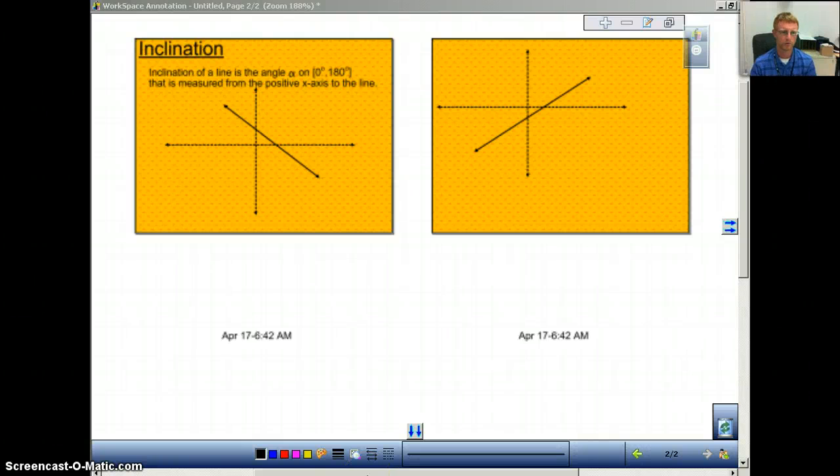All right, so this is the second part of 8.1. We're going to talk about inclination. Inclination is a new concept for you guys, but it's actually really easy. It says the inclination of a line is the angle, and this is called alpha, okay?